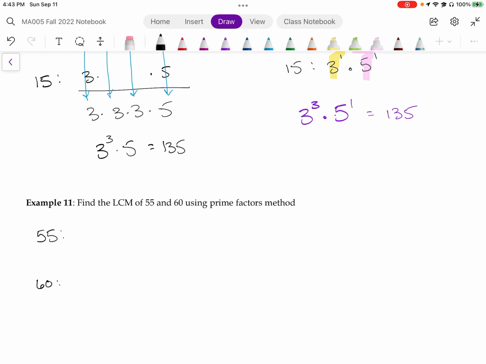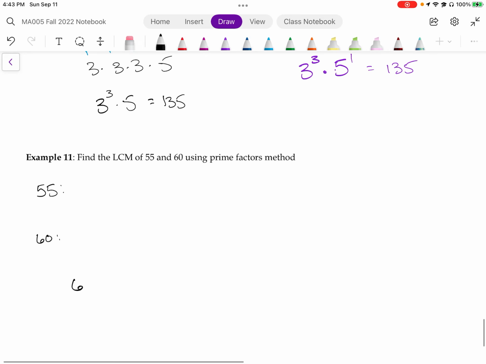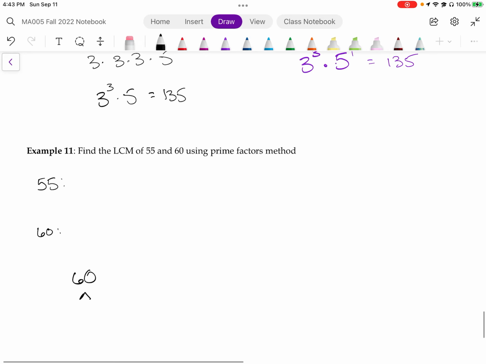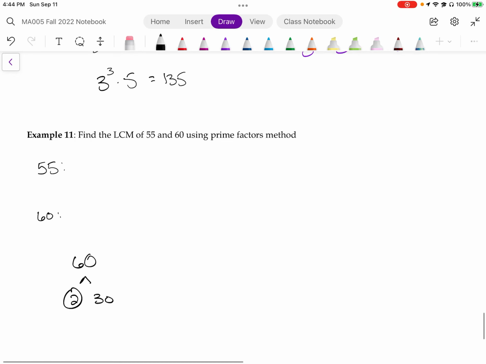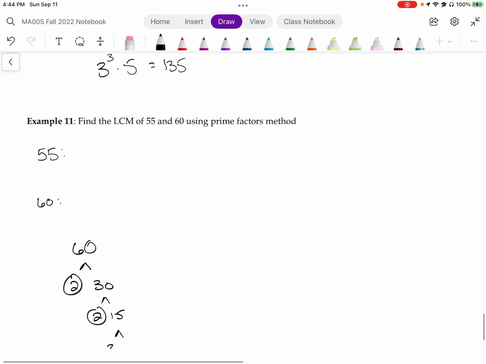All right, I'm going to do 60 first because I know there's some 2's in it. So you would use a factor tree and you would get, let's see, maybe 2 times 30, there's my prime. 2 times 15, there's another prime. And then I get 3 times 5. Those are my primes, all primes. Okay, so I get 2 times 2 times 3 times 5.